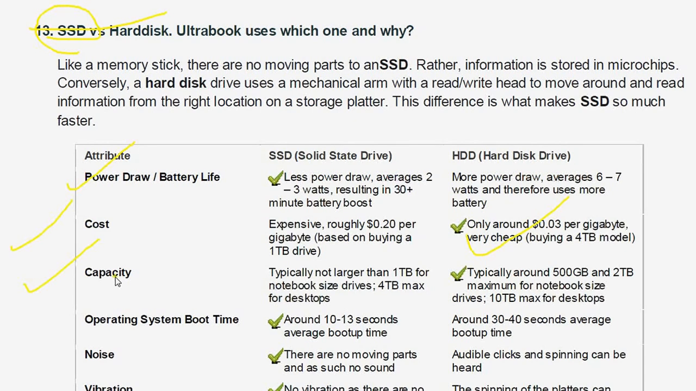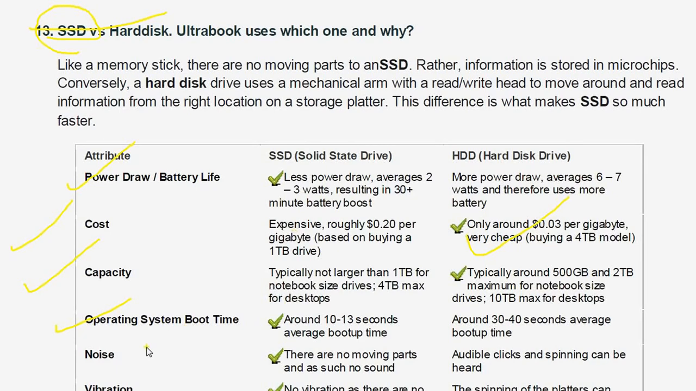Then next factor is capacity. Generally, solid state drives have a capacity from 1 TB to maximum 4 TB: 1 TB maximum for the notebook and 4 TB for the desktop. Whereas hard disk drives vary from 60 GB to 2 TB and maximum 10 TB for the desktop. And operating system, the time taken by them to boot an operating system.